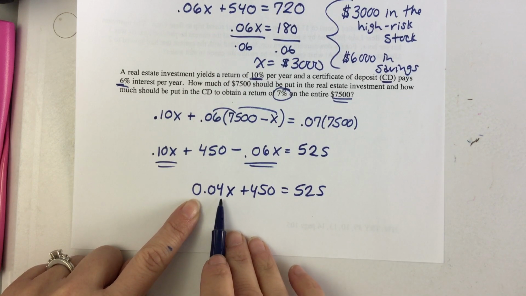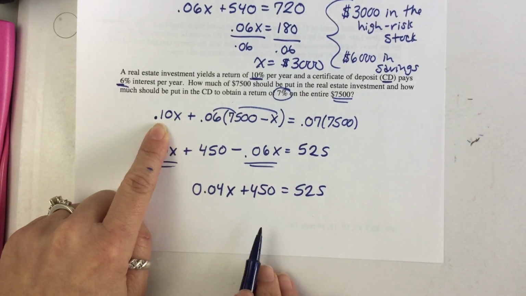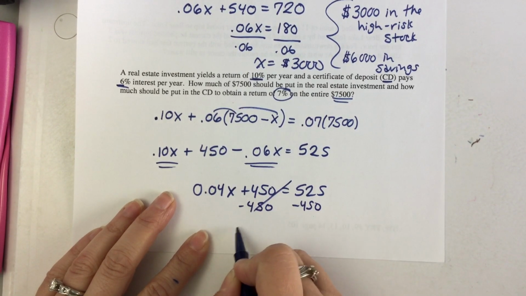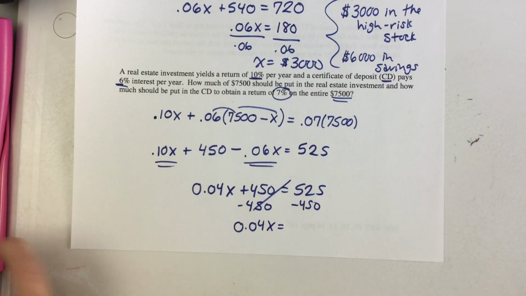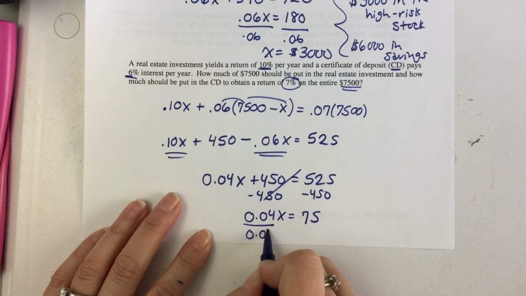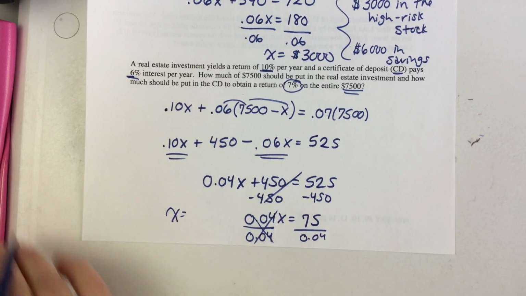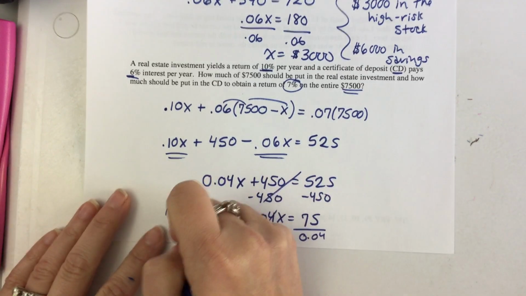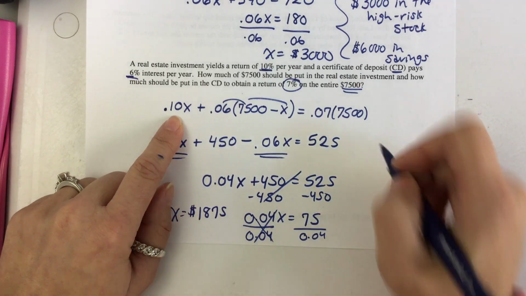Now I want to solve for x, and x represents how much money I'm investing in real estate because it's with the 10%. Minus 450, so 0.04x equals 525 minus 450, that's 75. If I want to solve for x, I need to divide both sides by 0.04. So x is 1875. Now x is how much you put in real estate.